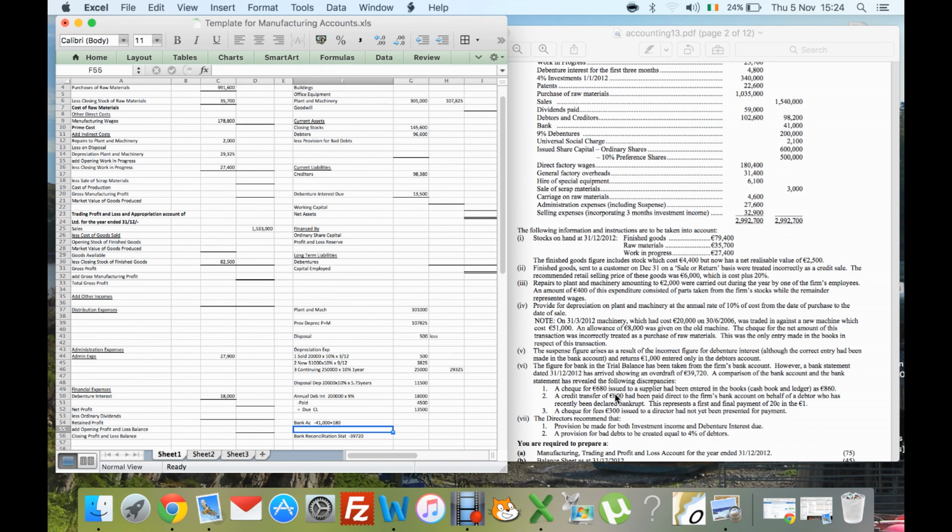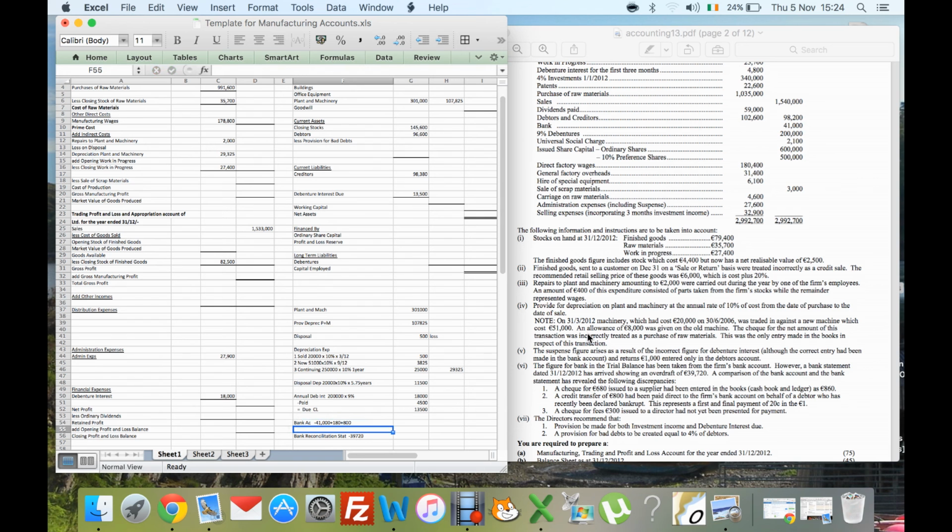A credit transfer for 800 paid to the firm's bank account because of a debtor who's declared bankrupt. So that means I got money. The bank knew about this, so I don't need to touch the bank, but I didn't know about it. So I got money. So I got 800.